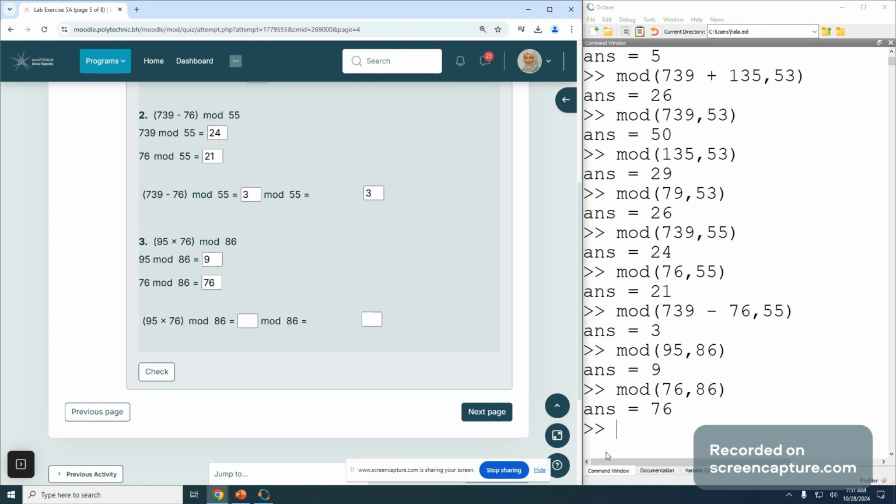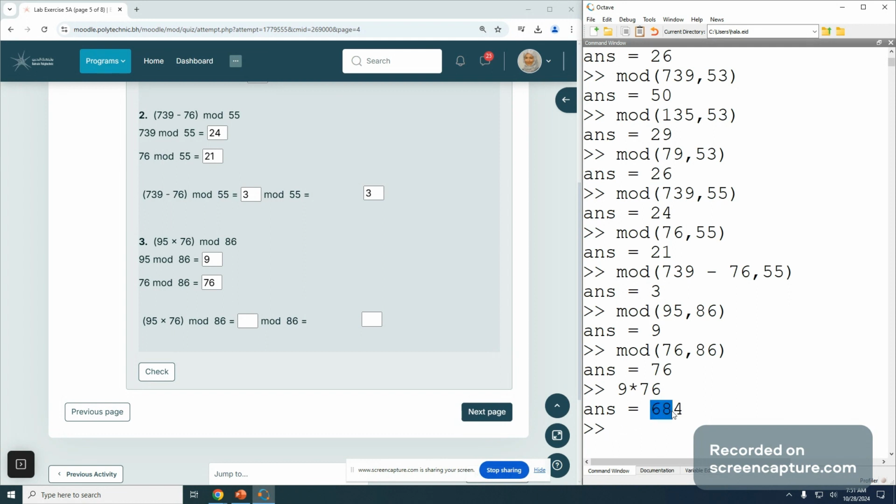Anyways, then you've got to multiply them. If you don't want to multiply them mentally, then you can just multiply them using Octave. So here you've got 9 times 76. This is going to give you 684. So you just have to paste that. And at the end, you want to find the 684 mod 86. So you can do it here as well.